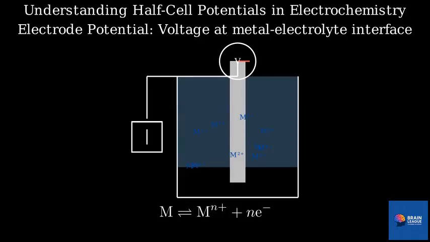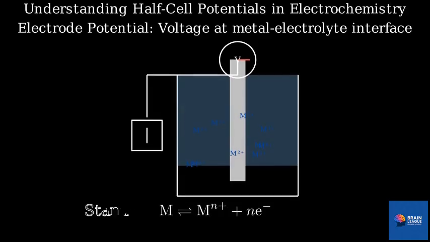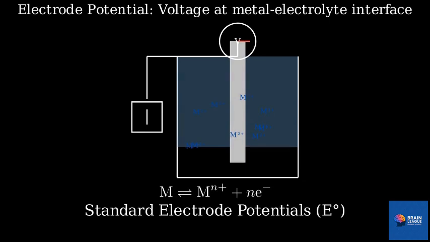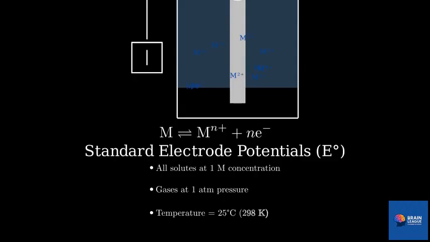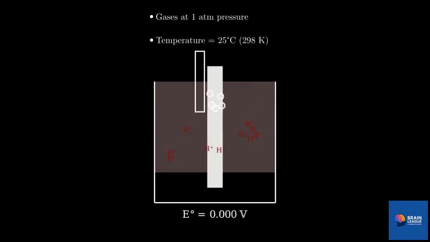To compare the electrode potentials of different metals, we define standard electrode potentials, which are measured under standard conditions: all solutes at 1 molar concentration, gases at 1 atmosphere pressure, and a temperature of 25 degrees Celsius. The reference point for all electrode potentials is the standard hydrogen electrode, or SHE, which is assigned a potential of exactly 0 volts. Let's look at some examples of standard electrode potentials.